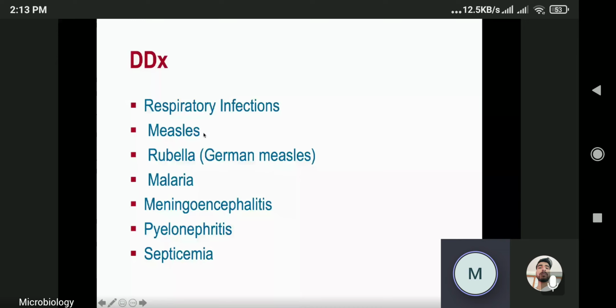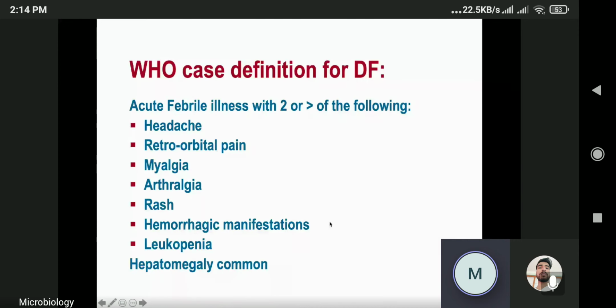Okay, this is the WHO case definition for dengue fever. The patient should have at least an acute febrile illness with two or more of these features. Number one, the patient should have fever with any two.